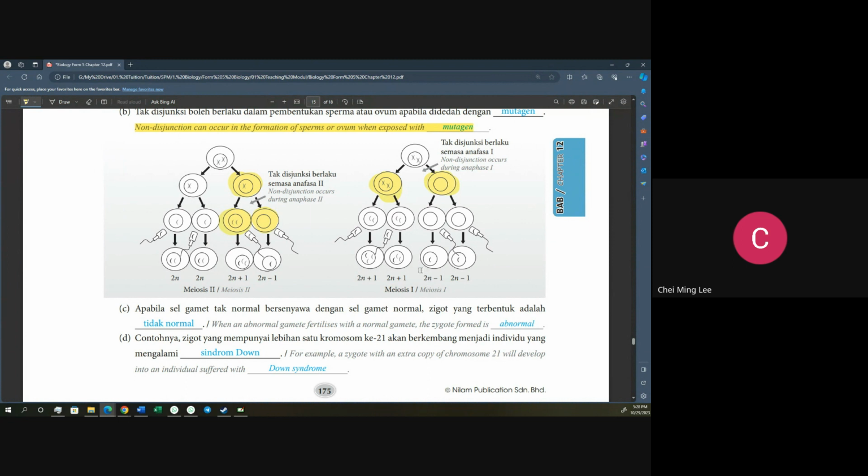When an abnormal gamete is fertilized with a normal gamete, the zygote formed will still be abnormal. For example, with an extra copy of chromosome 21, it will develop into a Down syndrome baby. So with this, we complete 12.3 and finish chapter 12. Any questions on this chapter so far? This is one of the easiest chapters in your syllabus. Up till here, any questions?